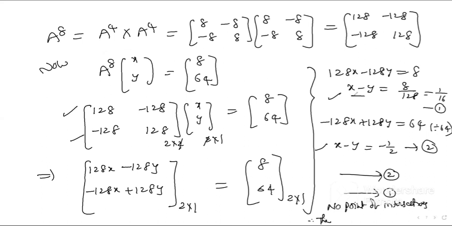So let us observe here, equation 1 slope is 1. The slope of equation 2 is also 1. So these two lines are parallel, and parallel lines are not intersecting. So the answer is no point of intersection of equation 1 and equation 2. So the solutions are not there. The answer is no solution. That option is correct.